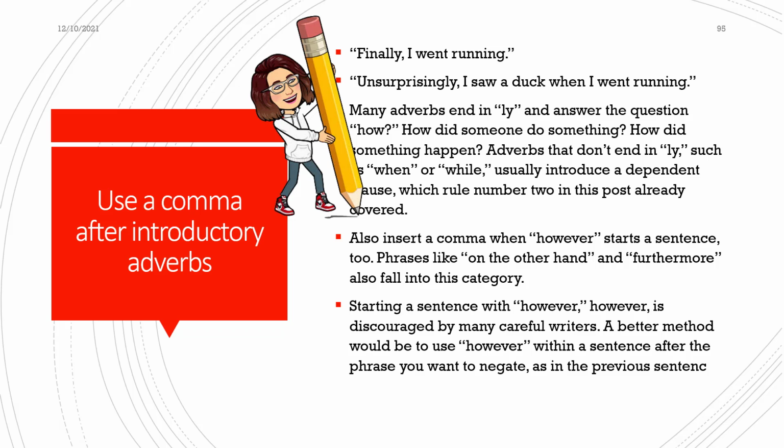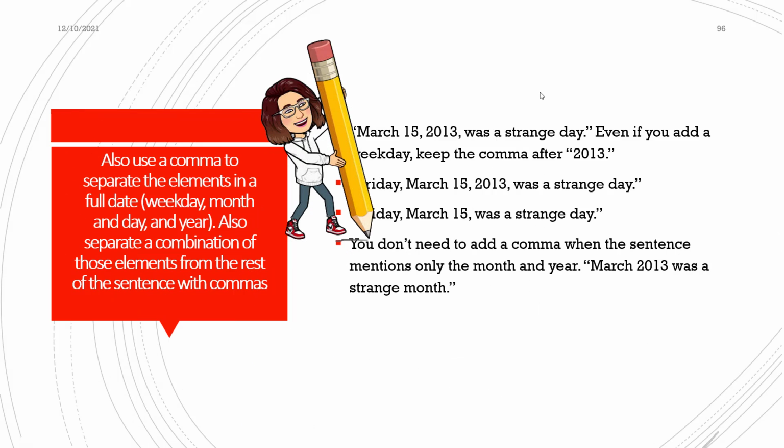And use a comma after introductory adverbs. An adverb is any word that ends in ly. Finally, I went running. Unsurprisingly, I saw a duck when I went running. So any word that ends in ly is an adverb. And if the adverb is at the beginning of the sentence, you have to put a comma. Usually, I get up at 7 a.m. in the morning in order to do my work, for example.